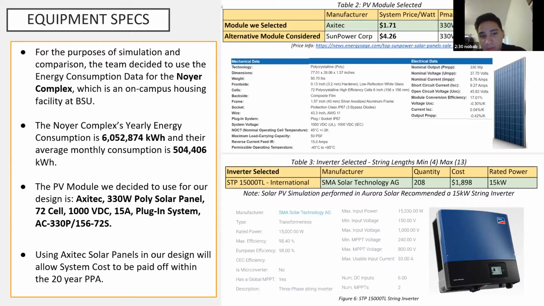The PV module we decided to use for our design is a 330 watt polycrystalline solar panel manufactured by Axitec. It has an efficiency rating of 17%, and using these panels, our calculated system price per watt is $1.71. We made several other module considerations, but the Axitec modules proved to be more cost effective. Our selected inverter was a string inverter rated for 15 kilowatts and manufactured by SMA Solar Technology. Next slide, please.